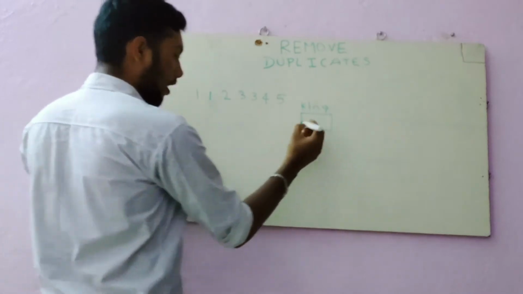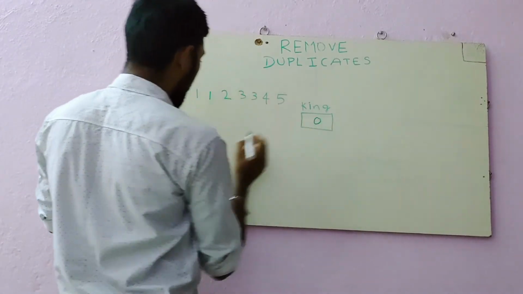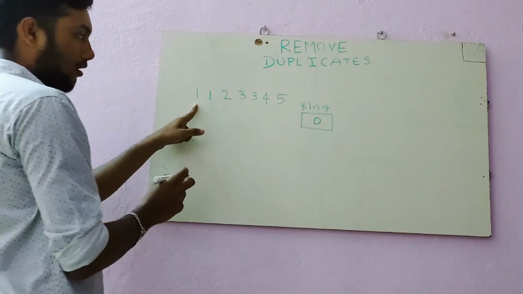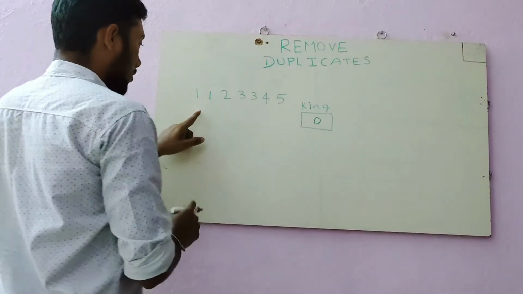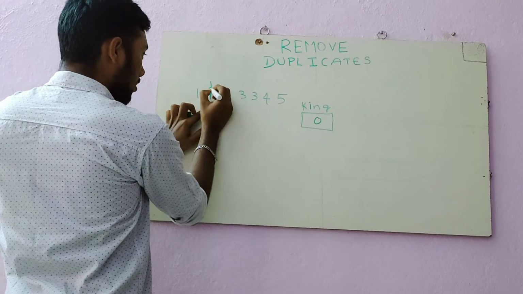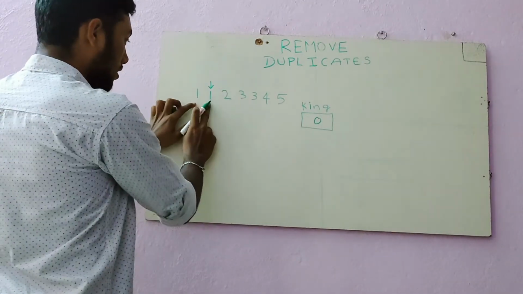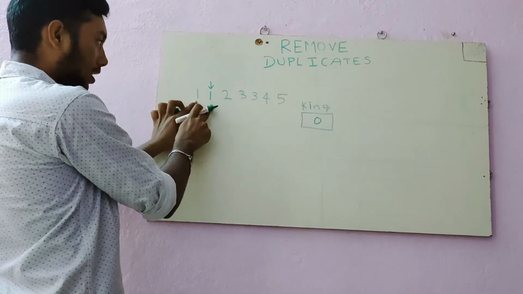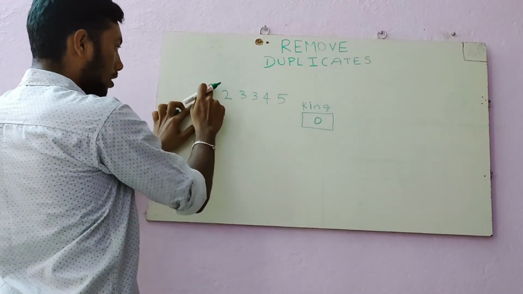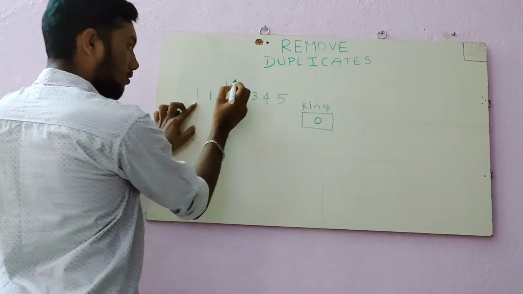Currently, the value of the king will be 0, which is the index of the first element, because it cannot be a duplicate value. Now, this person wants to be a king. He'll check with the current king. It is a duplicate value. It cannot be a king. So, it will move to the next person.